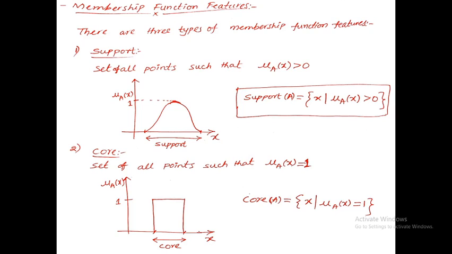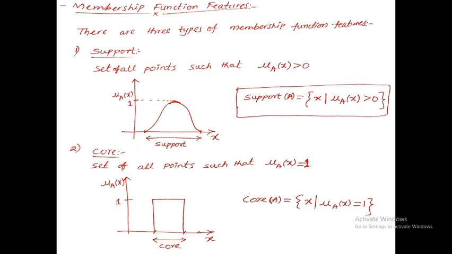Second one is core. Here core means the set of all points such that mu A of x is equal to 1. So earlier in the support it should be greater than 0. In the core, mu A of x should be equal to 1. That means if you see the figure, mu A of x in that core region, again the two arrow line of that square or rectangle on the figure, all that region belongs to 1 only.